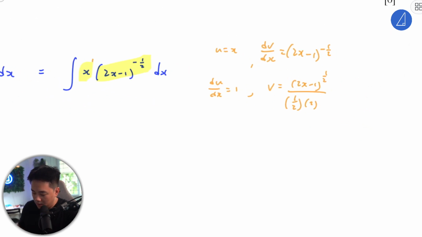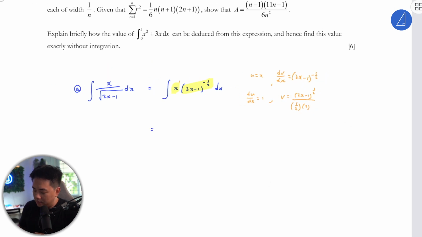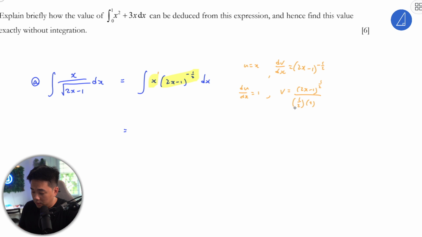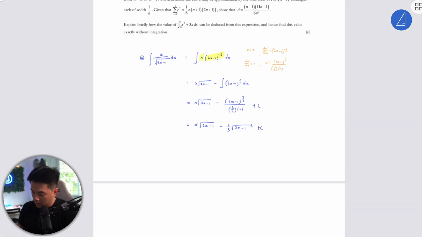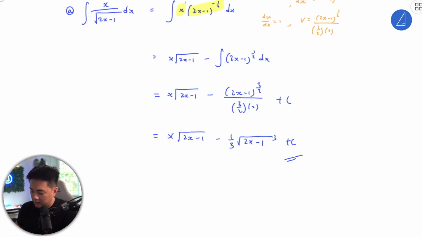Okay, so this is it. So we're going to use by parts. So uv will be x times (2x minus 1) to the power of 3 over 2 over 3, minus the integral of this (2x minus 1) to the power of 3 over 2 dx. Then this is just secondary school integral: (2x minus 1) to the power of 5 over 2 divided by 5 over 2, divided by 2, plus c. So this is the answer here. You can just leave it as such, okay?